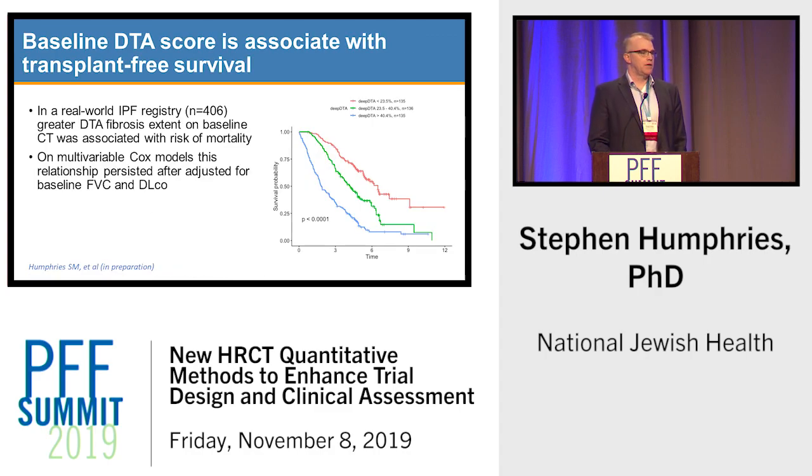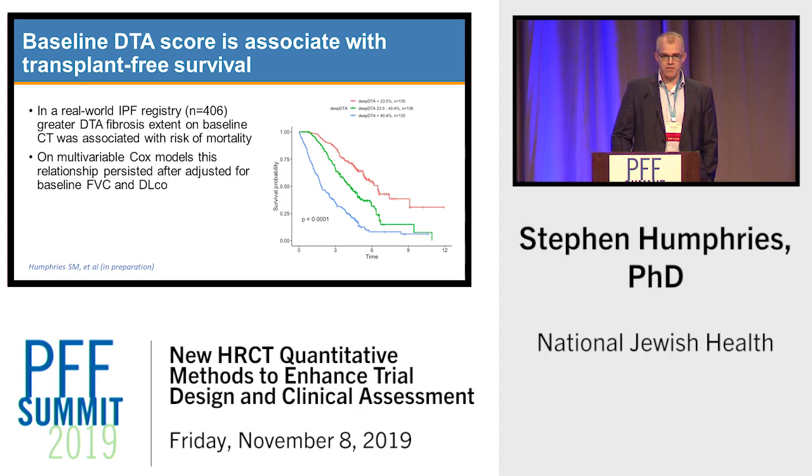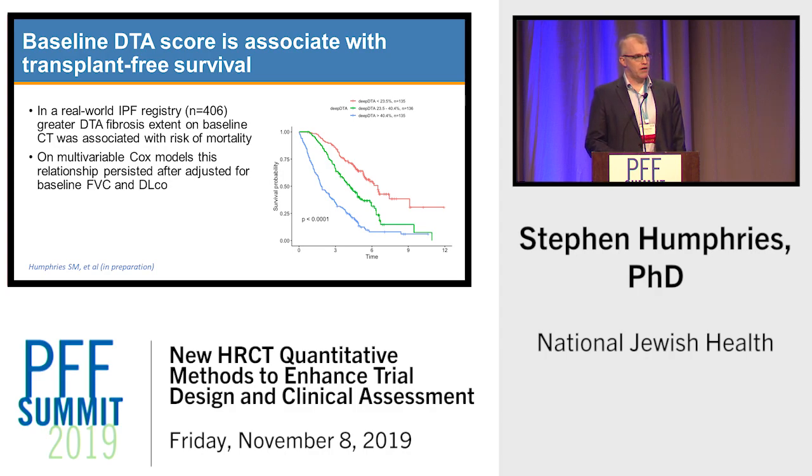Similarly, we looked at a national registry of patients with IPF and found that the extent of fibrosis detected automatically was associated with transplant-free survival. In this Kaplan-Meier curve, the 3 lines show different extents of lung fibrosis, so tertiles of lung fibrosis. With increasing extent of fibrosis on a baseline CT scan, risk of mortality or transplant increases, and those groups were significantly different. When we did a similar analysis using a multivariable Cox model for survival and adjusted for baseline pulmonary function, we found that the extent of lung fibrosis was an independent predictor of survival. That suggests that the information we're able to quantify from the CT scan is independent from measurement of lung function.